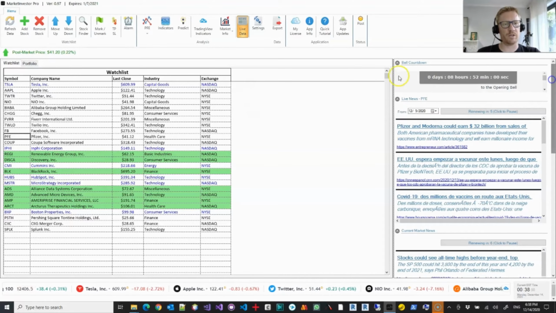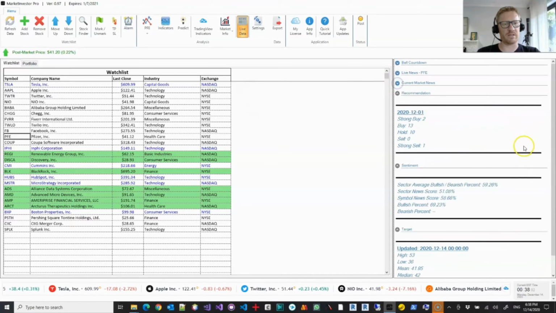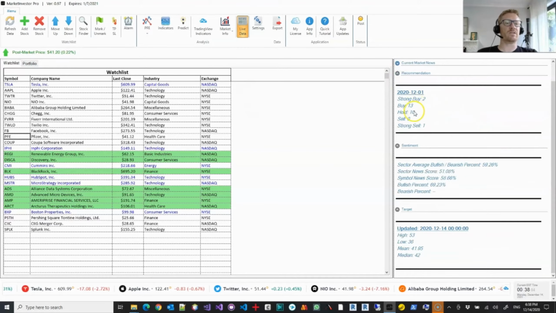So I've put in these cool buttons so that I can minimize this stuff and it's easier to see. But you'll see I've got some additional indicators here that'll tell you, based on technical and market analysis, what is the general consensus or recommendation on the stock. Currently on Pfizer, we've got strong buy 2, buy 13, hold 10, sell 0, and strong sell only 1. So that kind of nudges us in the direction of buying.